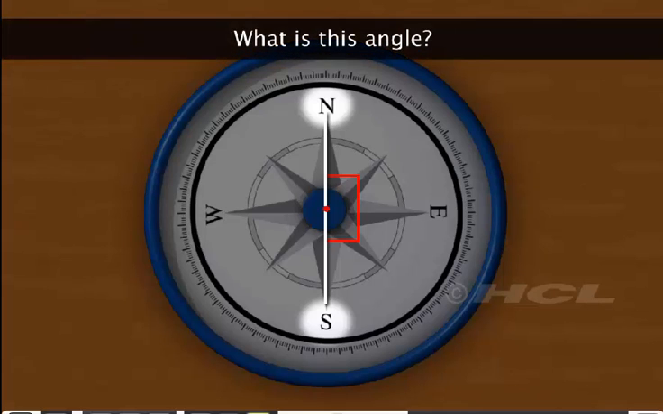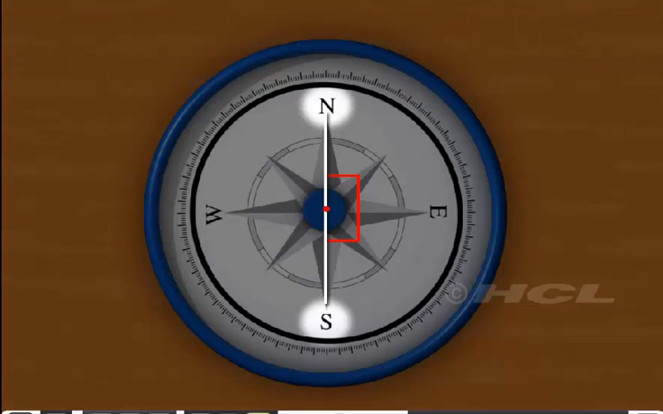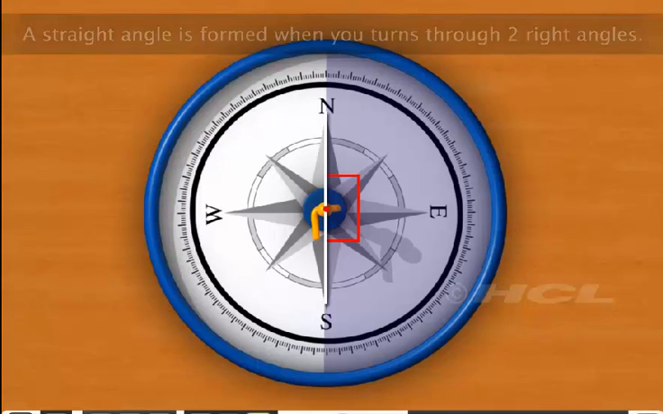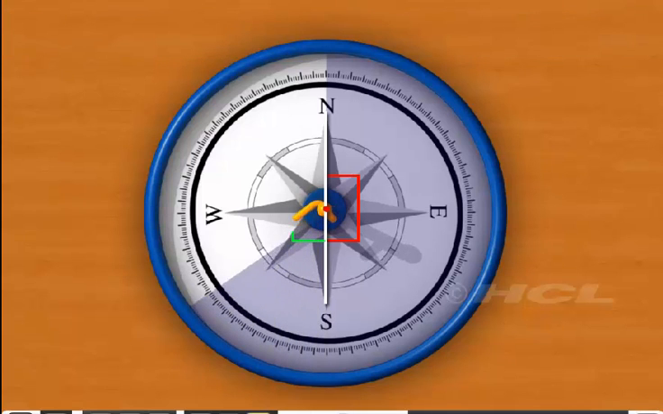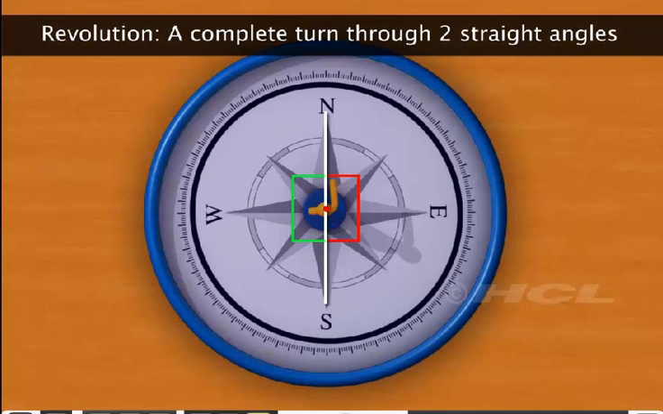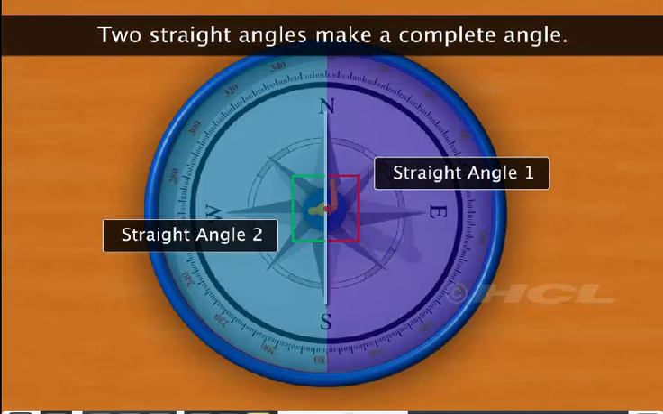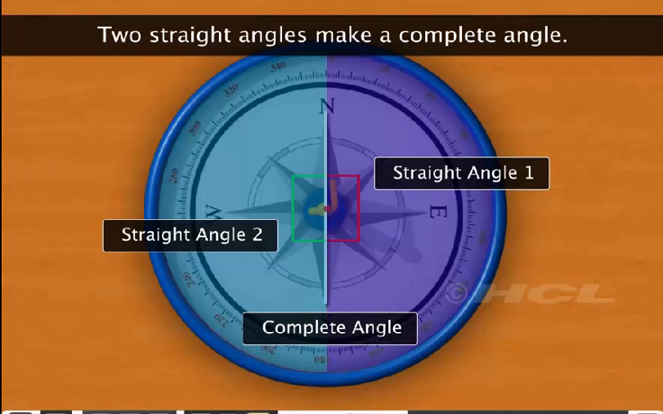Guess what angles you've made? This is what is called a straight angle. A straight angle is formed when you turn through two right angles. If you turn through another straight angle now, you will reach right back to where you started in the first place, that is, facing north. Thus, two straight angles make a complete turn, also called a revolution. You can also say that two straight angles make a complete angle.